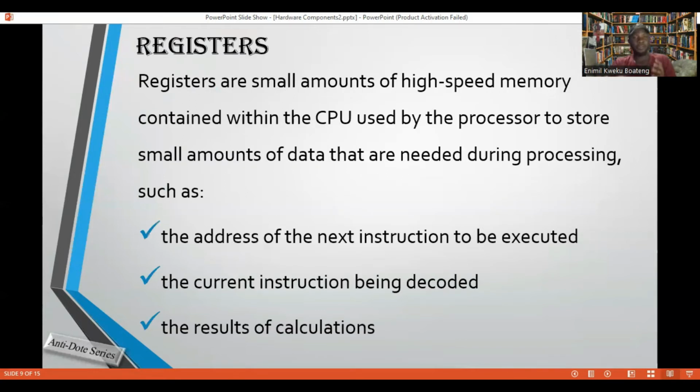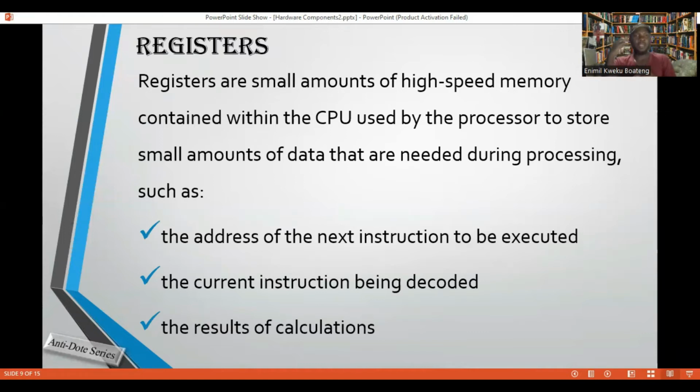Then registers. Registers here are part of the CPU, but they are not the main part of the CPU, just other parts of the CPU. The registers are small amounts of high-speed memory contained within the CPU, used by the processor to store small amounts of data that are needed during processing. Such data include the address of the next instruction to be executed.